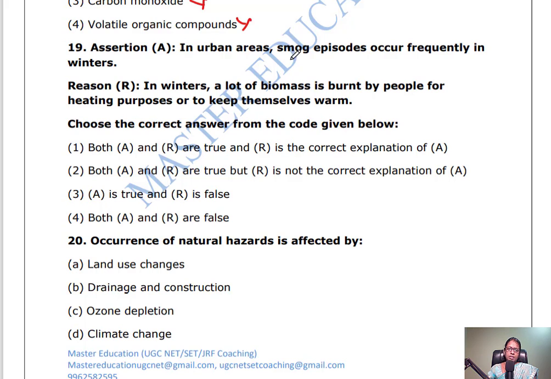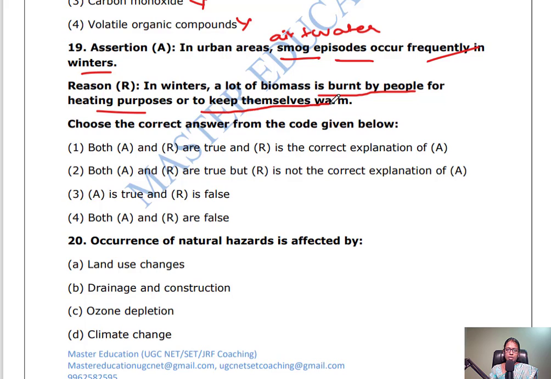The next question: in urban areas, smog is nothing but air plus water. Whenever you go to Kashmir and other places, you can see smog, which is like air plus water. It's called a smog episode. It occurs frequently in winters. The reason is that in winter a lot of biomass is burnt by people for heating purposes or to keep themselves warm. So both A and R are true, but R is not the correct explanation of A. So option 2 is the correct answer.